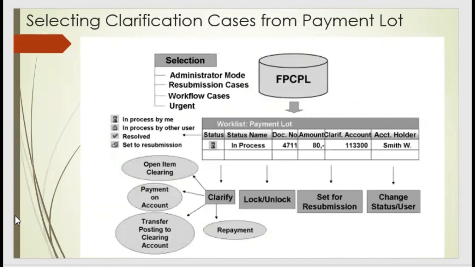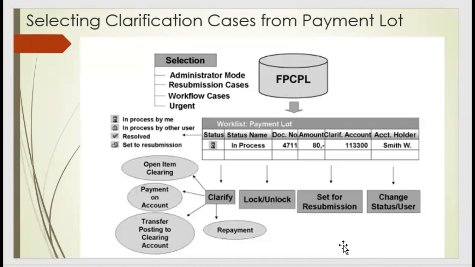Then once the clarification agent is determined, then the next is the cases related to the payment lot need to be cleared. And all the details are stored into a table called FPCPL. In an Excel format, you can say the worklist payment lot, whatever the worklist is allocated, who is the agent, the status of that worklist, whether it's in process, cleared, or logged. So you can see there are four kind of status for a particular worklist.